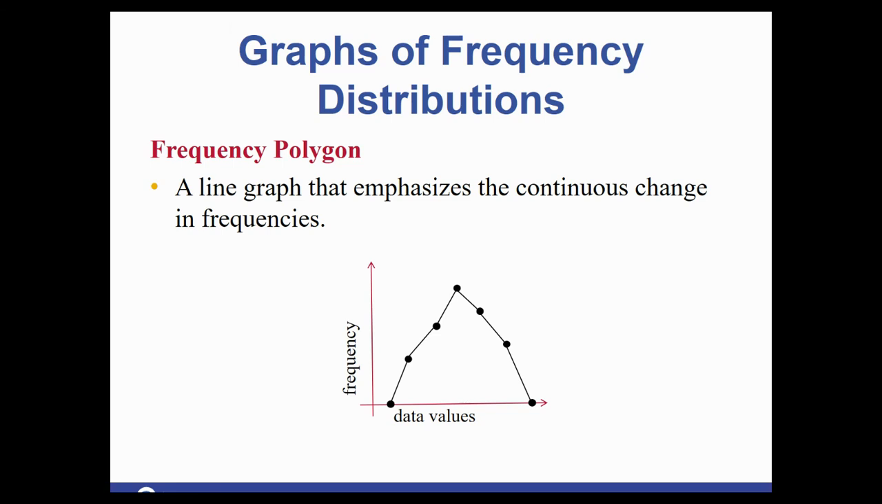A frequency polygon is a line graph that emphasizes the continuous change in frequencies. And what's happening is you get the same exact shape that you would have gotten with a bar graph. You just instead have a dot at the top of each of those bars, and you connect the line and you drop the bars off. But it is the same information: you use midpoints on the x-axis, and it's your frequency on your y.